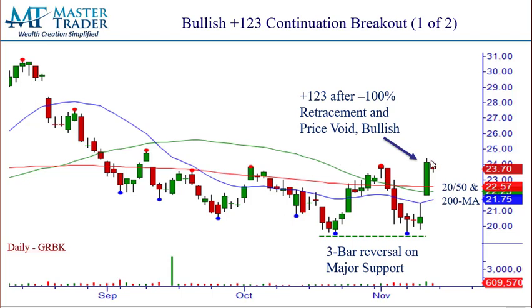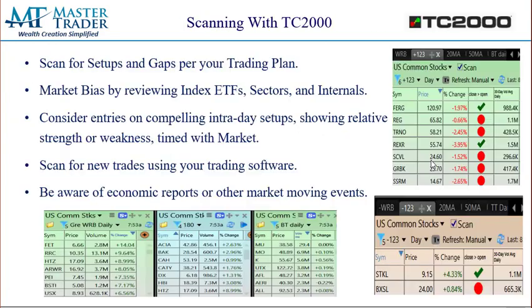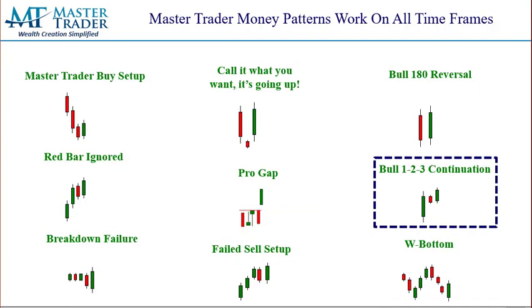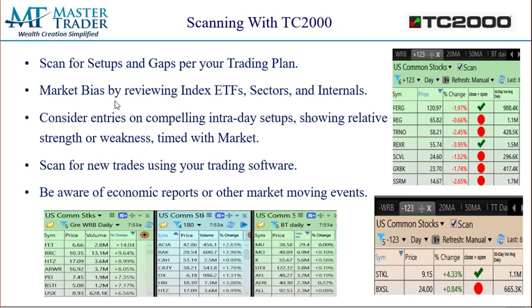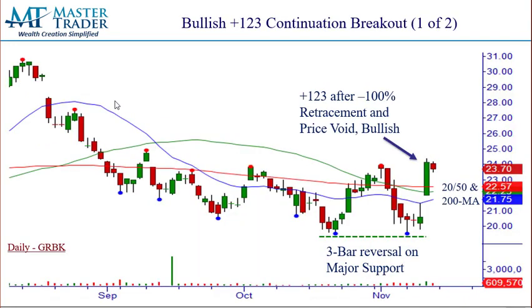A 1-2-3 continuation is a very simple setup, like I showed you here. It's a wide range bar with an inside bar that stays in the upper third of this bar's range. You buy over the high of the 2 bars. But with every pattern we teach, there's different levels of confidence. You do not take every one. You take the ones that are high probability, which I'm showing you right now. So this is very, very high probability.